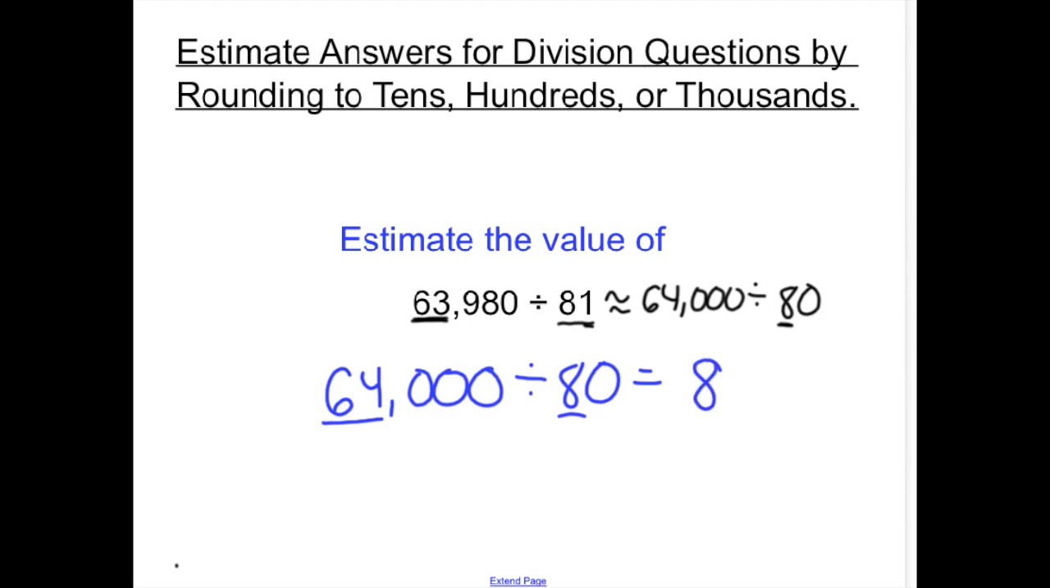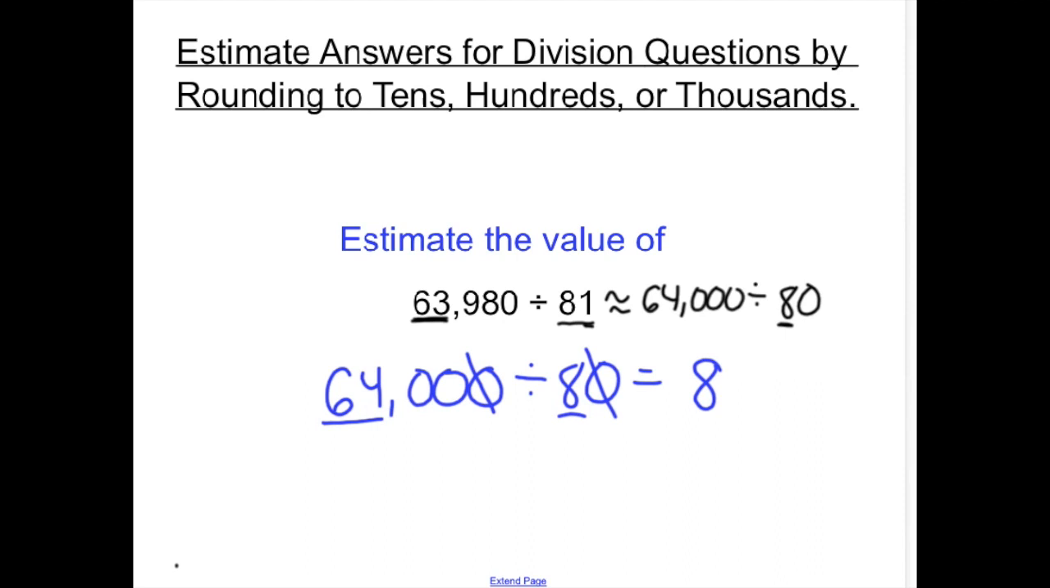Now I have to take a look at my zeros. I'm dividing by 80, so that's 8 tenths. So my answer is going to be 10 times smaller. So I need to take a 0 away from my dividend. So I cross it out in my divisor, and then I cross it out in my dividend to make sure I've crossed out the same number.